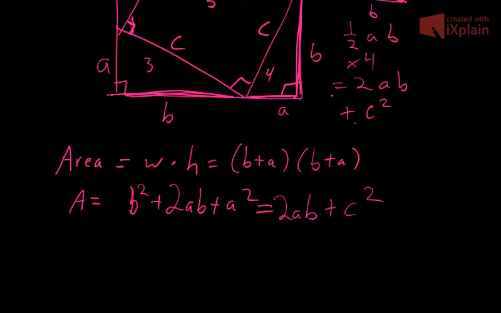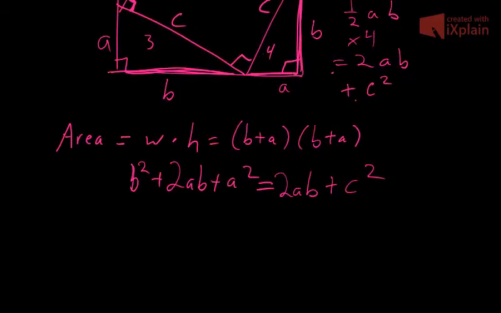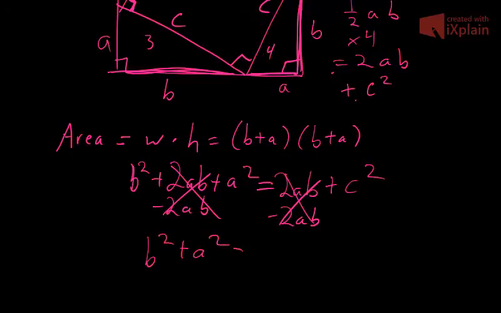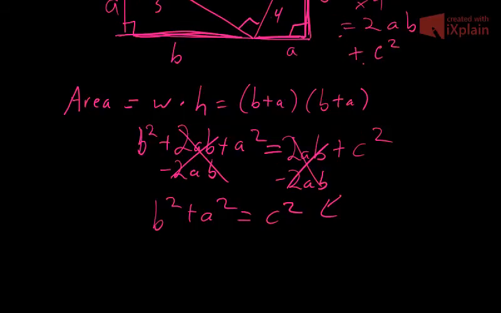Looking at this, it's a bit of a mess, but we think we might be able to clear up this formula a little bit. I'm going to take this a out of the way just so we can play with these numbers better. I'm going to subtract 2ab from both sides, because I've got that on both sides, so subtracting is going to make my life a lot easier. Now I have b squared plus a squared equals c squared. And this right here is the Pythagorean theorem.